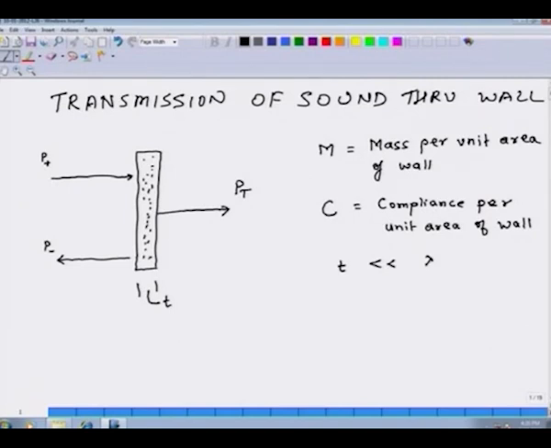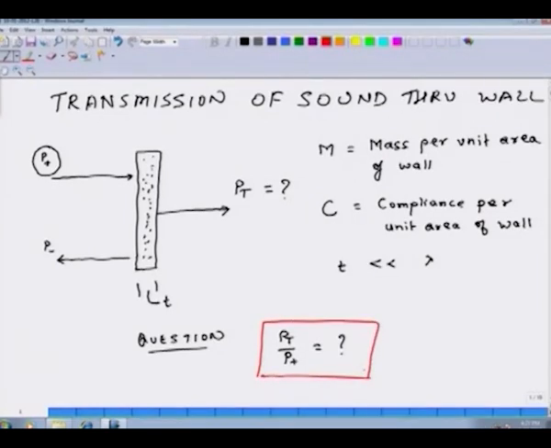So, this is the problem formulation, and what we are interested in knowing is, so question, if I know P plus, then what is the value of P t, because P plus is the incident energy going into the system and P t is something which is coming out beyond the wall. So, I want to figure out the value of this transfer function P t over P plus, and this is what we are interested in finding out.